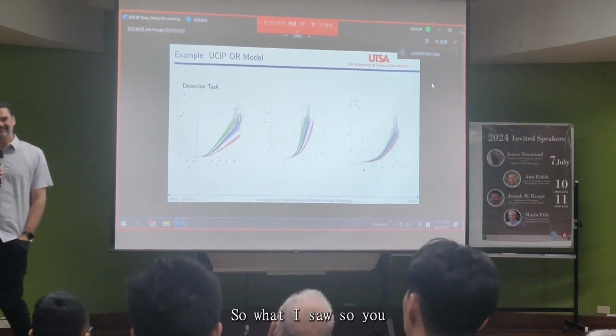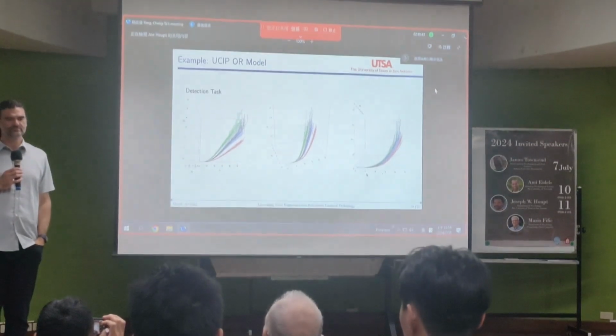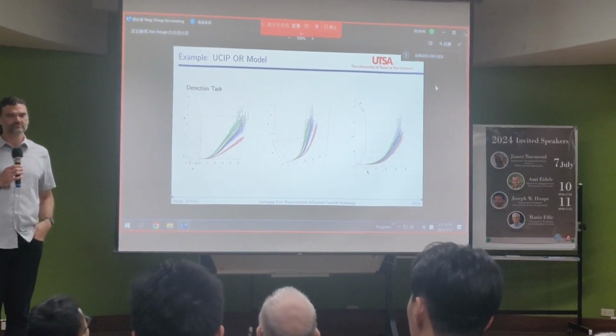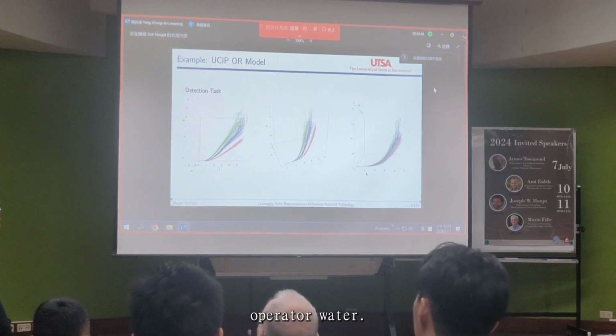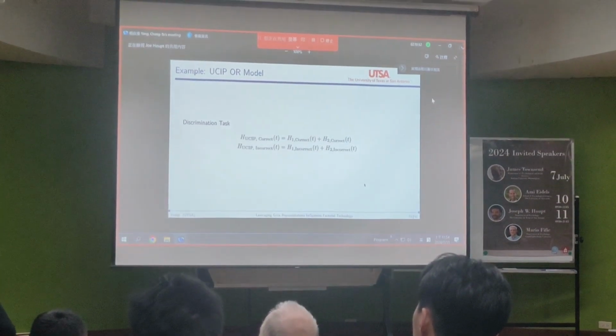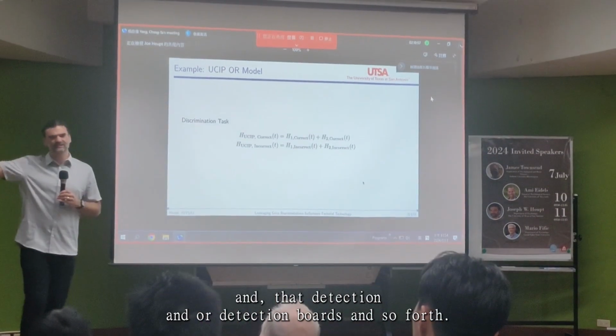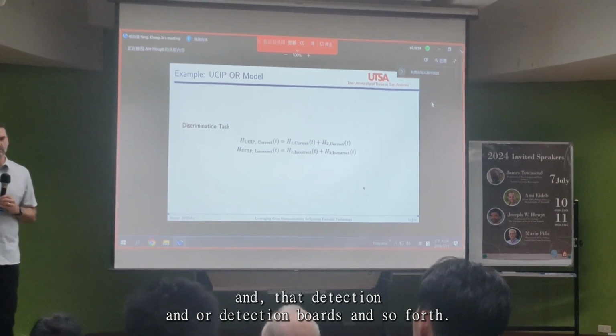Yeah, Jim. So, what assumptions do you make about the decision bounds as you increase the drift rate or whatever? So that's where we get the different task specific. Just like in the assessment function, we've got to have a discrimination and a detection and so on and so forth.